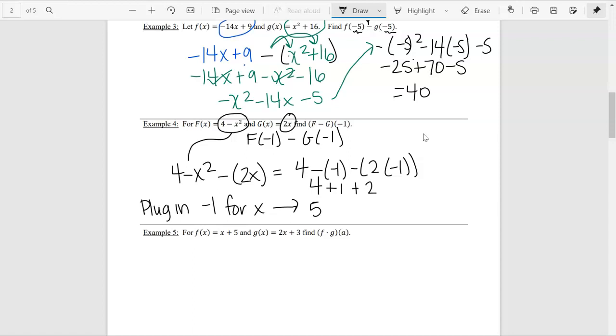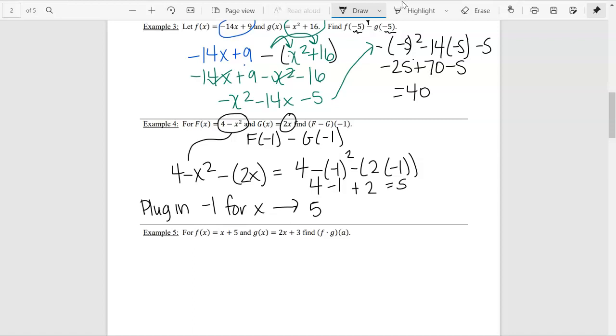So 4, oh, I forgot to put the squared. So 4 minus negative 1, let me erase that because that's going to make this different. Negative 1 times negative 1 is going to end up being positive 1. And then we've got a minus, so that's going to make it be negative 1. So 4 minus 1 is 3 plus 2. It does get us our 5.